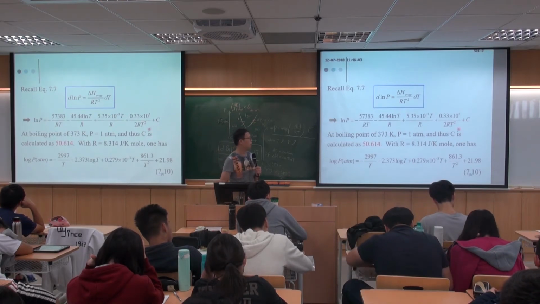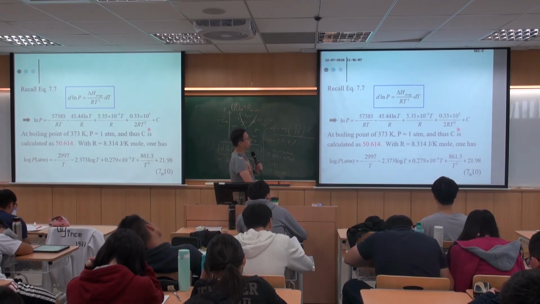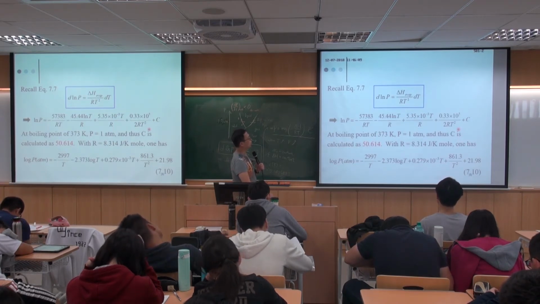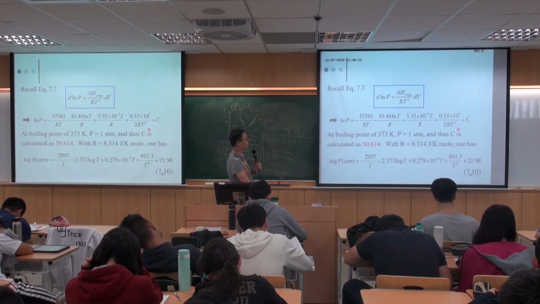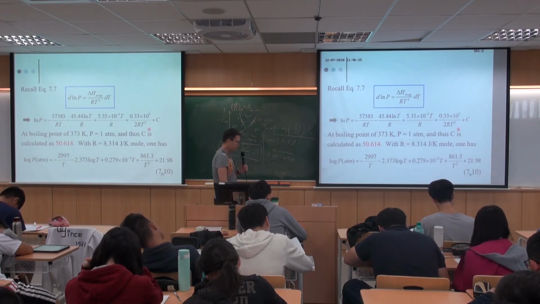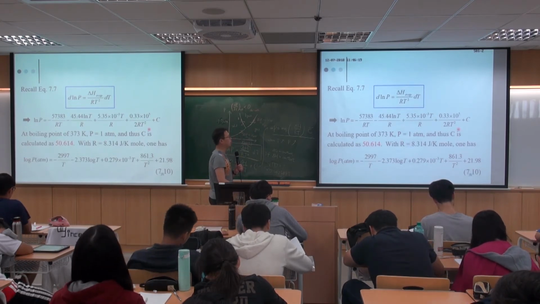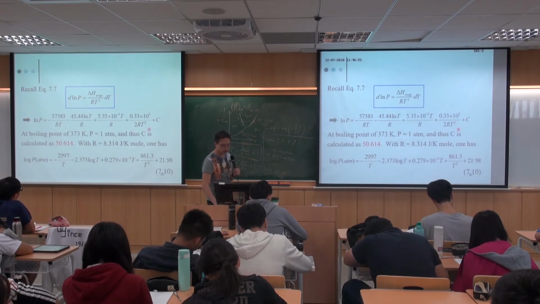So you see that you have at least 4 different terms, and you also have a constant. So you have 5 terms over here. So it seems to be a complicated expression, if you directly derive the expression from delta H as a function of temperature.